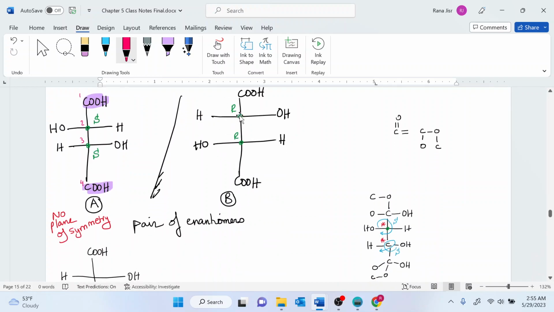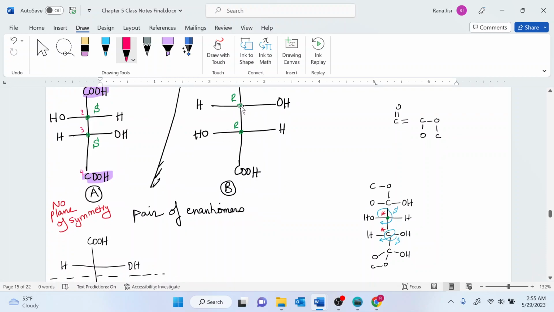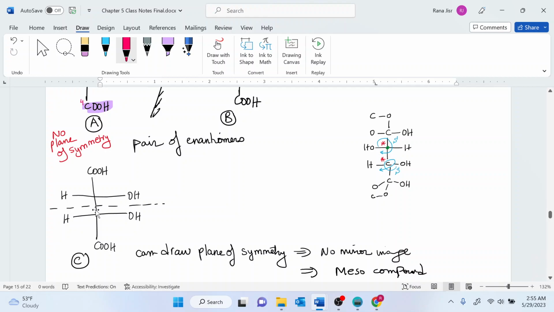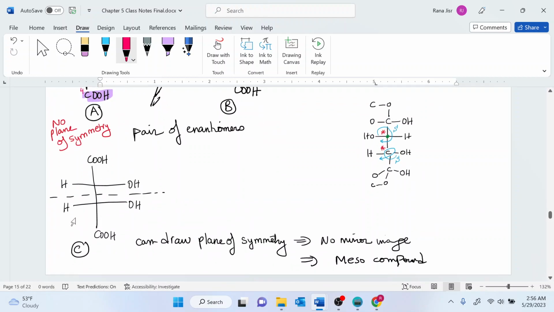And then we're going to fix one carbon, rotate the other. Here I am fixing the first carbon, a chiral center, and I am rotating the bottom one. So fixing this one, rotating the bottom one. If you rotate the bottom one, you're going to end up having the hydrogen here and the OH there. The moment you see something like this, you are able to draw a plane of symmetry. The groups are the same.